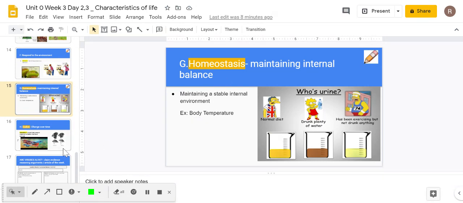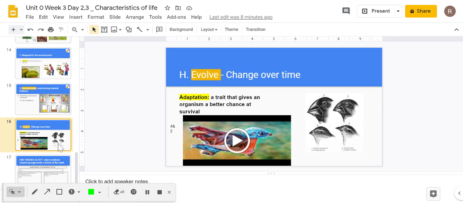Okay, so that's homeostasis. And then finally, if you are biotic living, you have to be able to evolve or adapt to situations. The word evolve means to change over time. Okay. So again, we evolve to our environments, right? We say, okay, I have to adapt to this situation. And if I don't, I'm not going to survive.